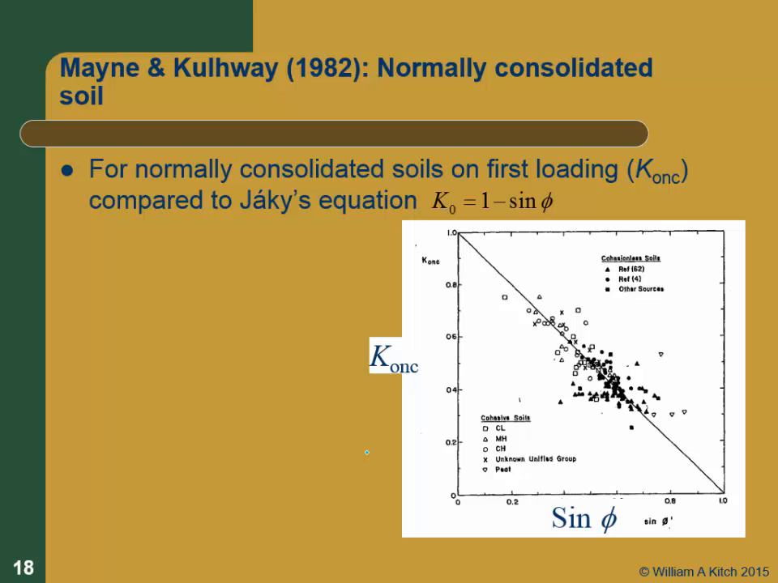For normally consolidated soils on the first loading, they compared K0 to Jaky's condition. I've just written their axes bigger so you can read them. This is sine phi. This is K0NC. So 1 to 1 is Jaky's equation, and there are the data. The solid data are for sands, cohesionless soils, and the open ones are for clays, for cohesive soils.